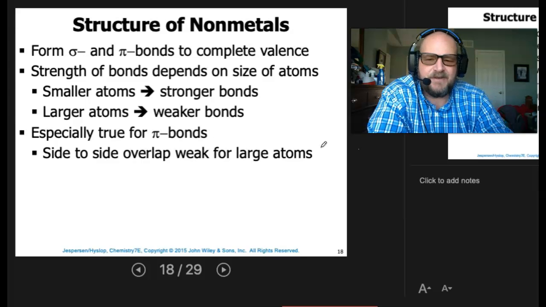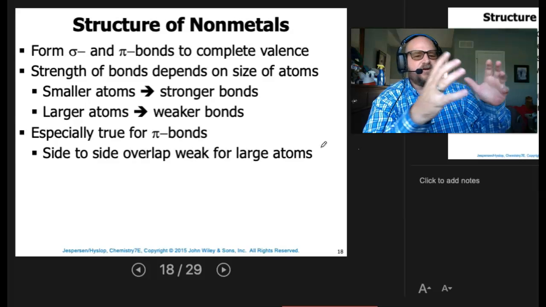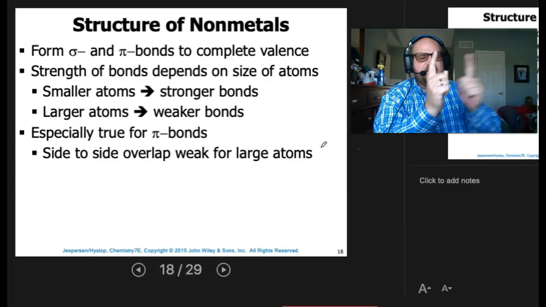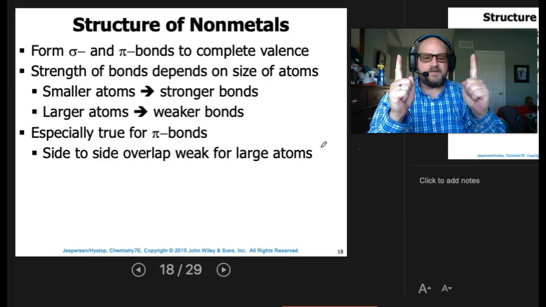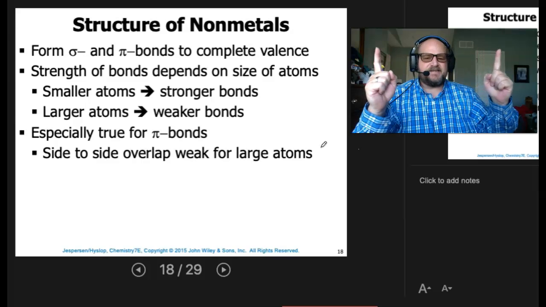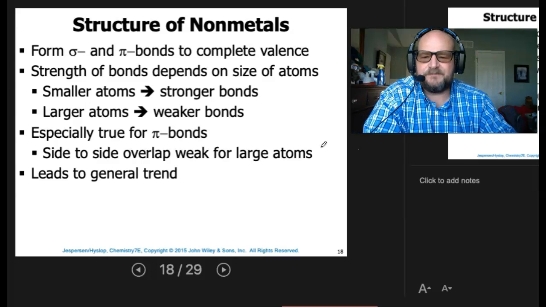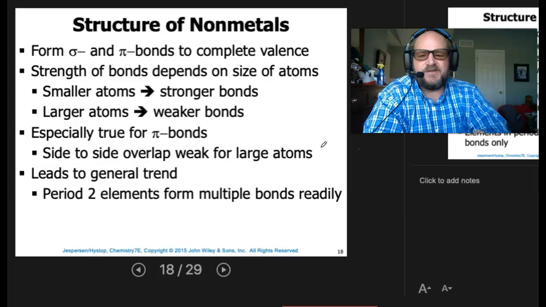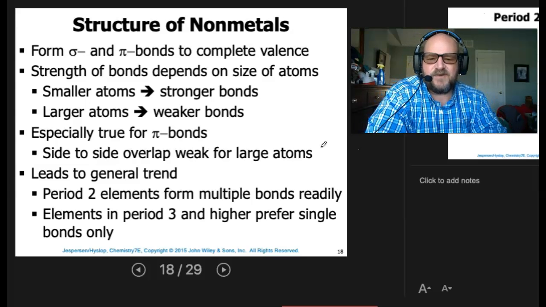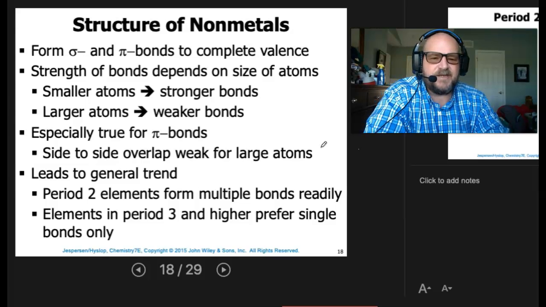Side-to-side overlap is going to be weaker for larger atoms. So remember, as the atoms are getting larger, we need that side-to-side interaction. It's going to be based on the distance between these adjacent p orbitals. If I start increasing that distance out, they can't overlap as easily. That bond is going to be weaker. This leads to a general trend, and of course period 2 elements then form multiple bonds readily. Elements in period 3 and higher prefer single bonds only.